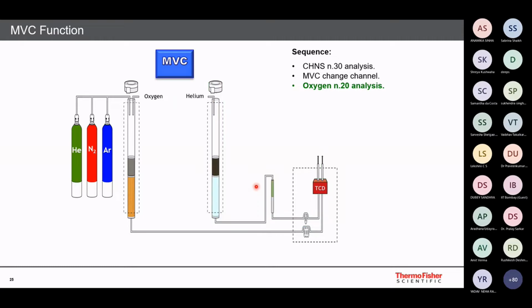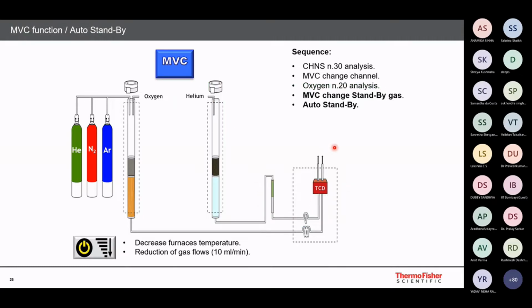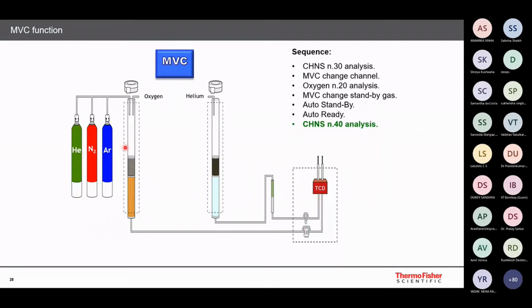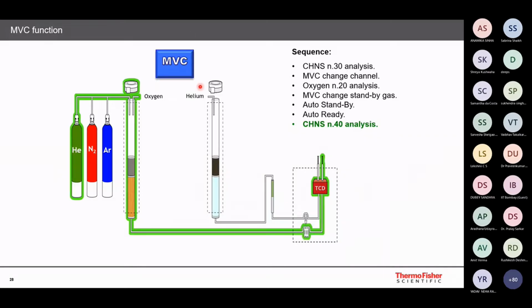After that oxygen analysis, again I want to go to standby mode. Through the MVC, we can put it in standby mode, and at that time we can reduce the gases from 140 to only 10 ml per minute. At the same time you can decrease the furnace temperature also. Then suppose after 1 hour or 2 hours, I want to analyze CHNS again. Then we can use the warm up call like that, and we can start the analysis of CHNS. So this will happen through that MVC module.